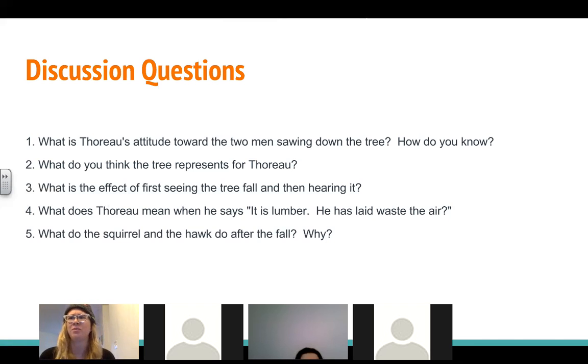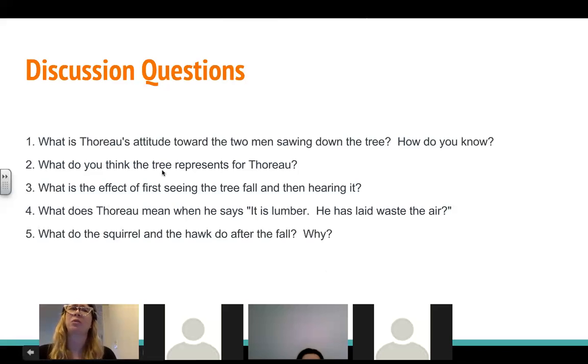He's like, look at these men, they're sawing down this tree. And it's interesting too, because his perspective, he's seeing the larger scale here, right? These men are seeing the tree and they're like, all right, we got to chop this tree down. Let's do it. Thoreau is seeing the entire forest, right? And he's seeing what a disturbance this one tree is causing.